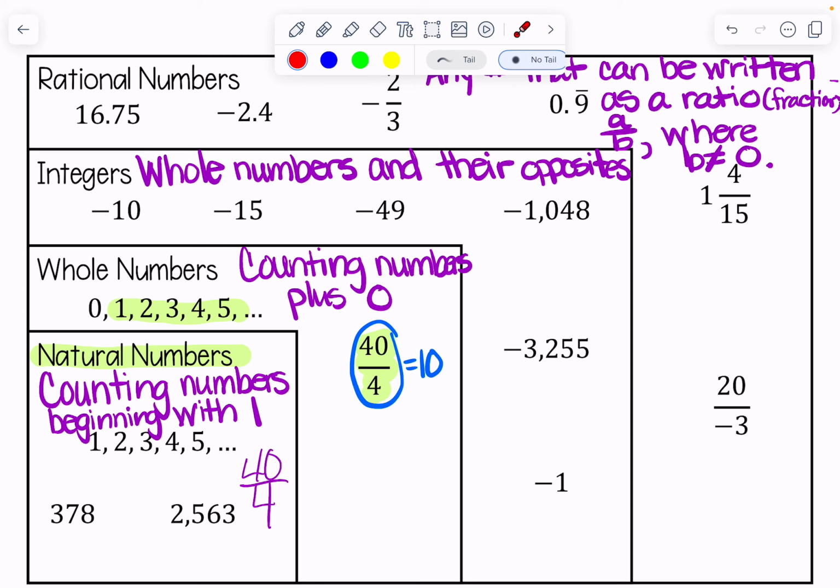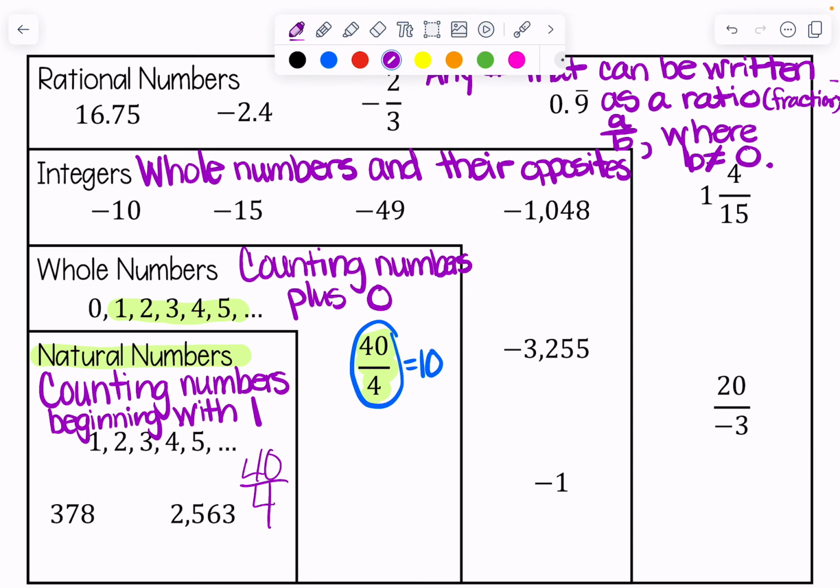Looking back, I just want to emphasize one more time that once we're in one of these inner boxes, they belong to everything outward from it, okay? So a natural number is a whole number, and every natural number is an integer, every natural number is a rational number as well. So if we look at, for example, 378, and if I wanted you to classify that, the most specific category for it is a natural number, but technically it is also a whole number, an integer, and a rational number.